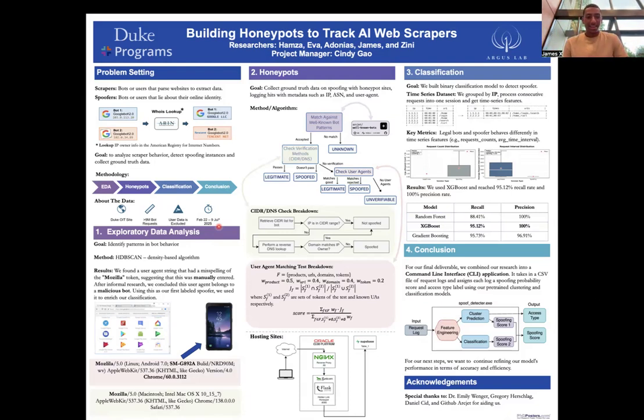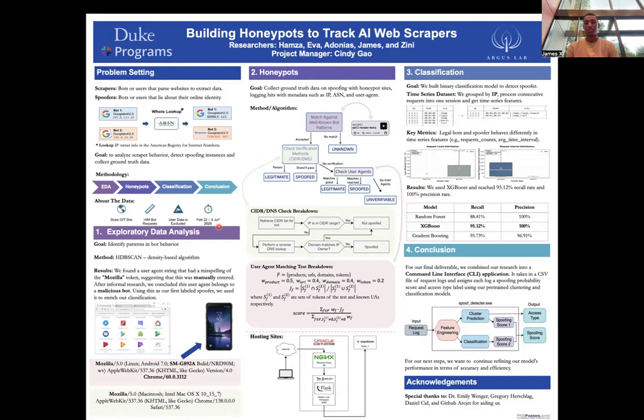Hi, I'm Adonius, and now we will be going into some of the EDA we did. One of the tools that we used in our data analysis was HDBSCAN, which is a density-based clustering algorithm. Our goal with that was to identify some patterns in the bot behavior. While we were investigating the clusters, we found a user agent that had a misspelling of the Mozilla token, pronounced more like Mozilla. This suggests that this user agent was manually entered.